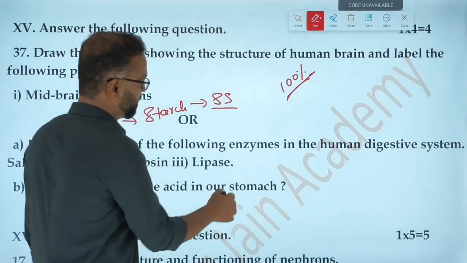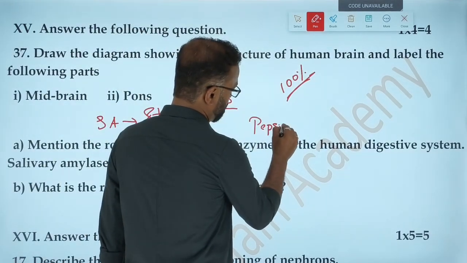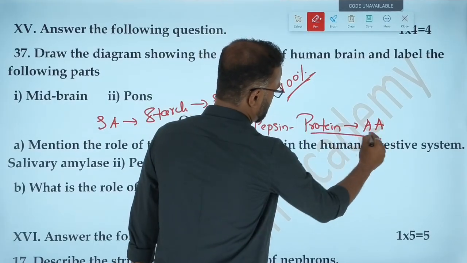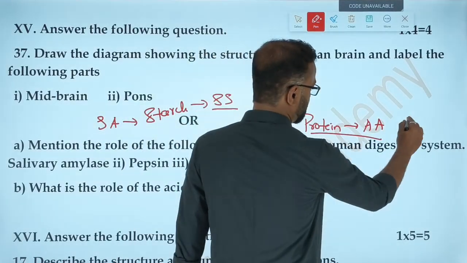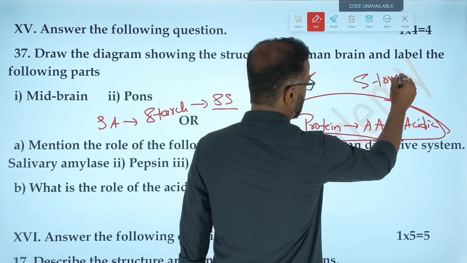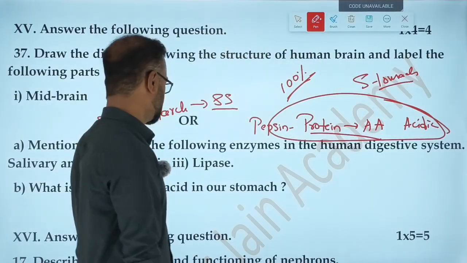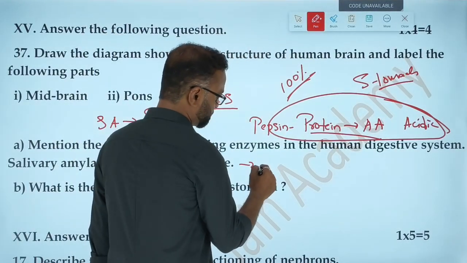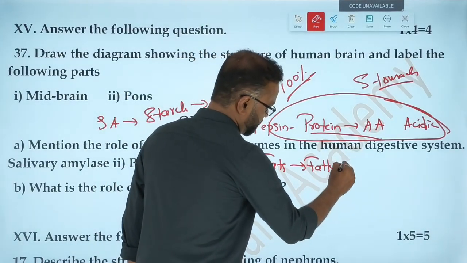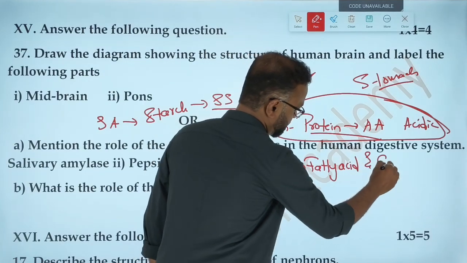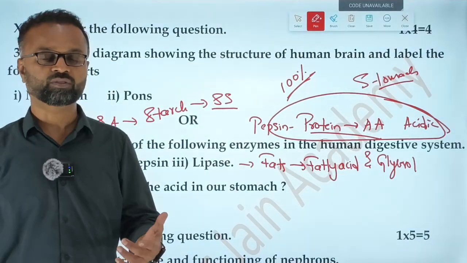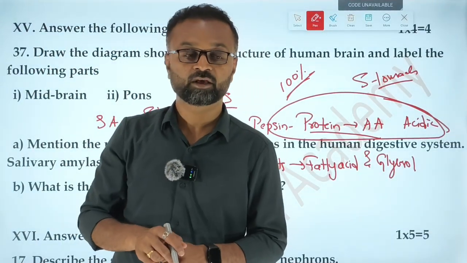Okay. Then pepsin will break down proteins into amino acids when the food is in acidic medium, which takes place inside the stomach, this pepsin enzyme. Then lipase will break down fats into fatty acid and glycerol. One more they have not given, that is trypsin. Again, it will break down proteins into amino acids when the food is in alkaline medium.